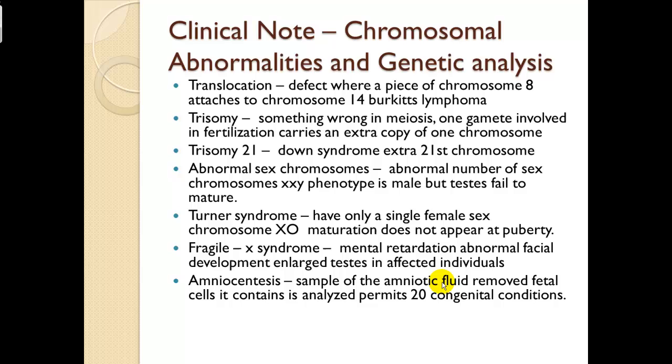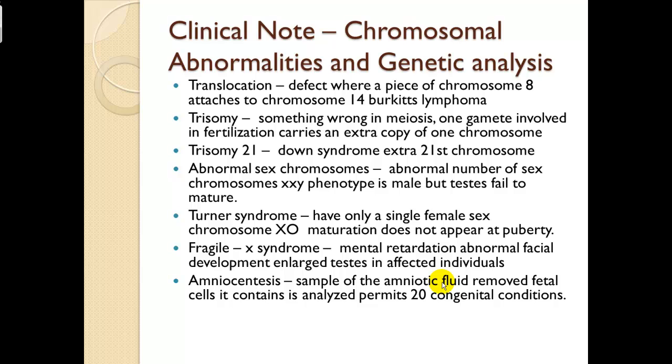Trisomy, something wrong in meiosis. One gamete involved in fertilization carries an extra copy of one chromosome. Trisomy 21, Down syndrome, an extra 21st chromosome. Abnormal sex chromosomes, an abnormal number of sex chromosomes. XXY, phenotype is male, but the testes fail to mature. Turner syndrome, have only a single female sex chromosome, XO. Maturation does not appear at puberty. Fragile X syndrome, mental retardation, abnormal facial development, enlarged testes in affected individuals.